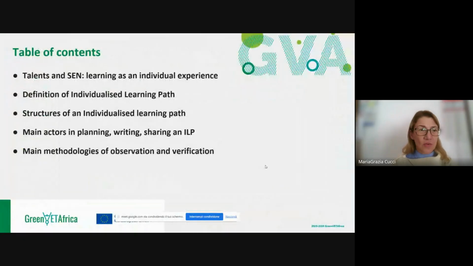What I would like to see with you is about talent and SEN, learning as an individual experience. Why? Because we all know that we have students with special needs. These special needs are for all of us an input, a challenge, sometimes a big challenge. We want to manage their experience at school in order to be the best one, in order to give evidence to their talent, in order to give them the opportunity to grow exactly like all the other students in their class.